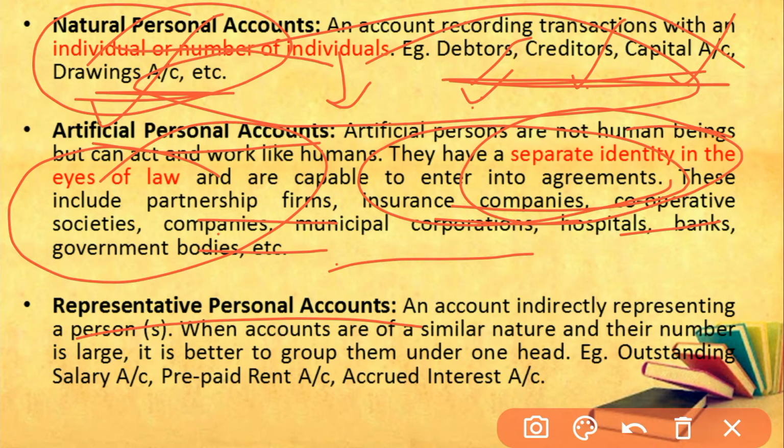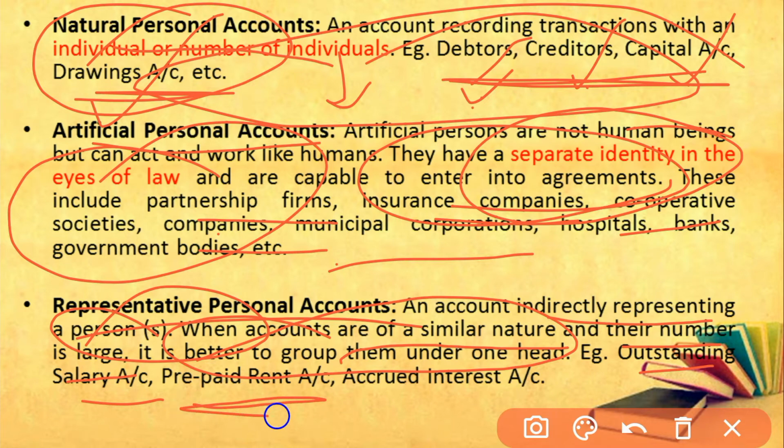The last category over here is your representative personal account. See, it is an account indirectly representing a person or a number of persons, when the accounts are similar in nature and their number is large. So hence we group them into one category, that is representative personal account. For example, outstanding salary. Now what does outstanding salary mean? Suppose I was liable to pay the salary for this month, but I have not yet paid. Hence it becomes my liability to pay it. So there may be a number of people whose salary I have not paid. I will make one account, that is the outstanding salaries account.